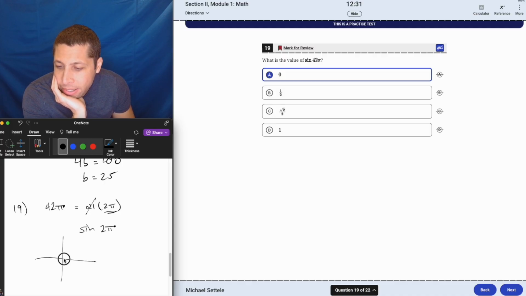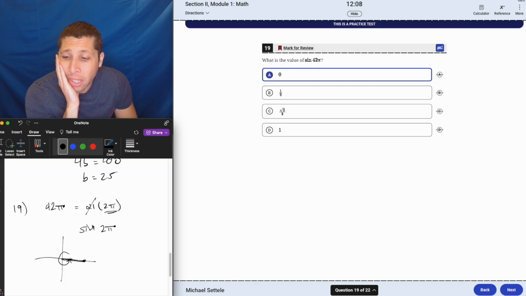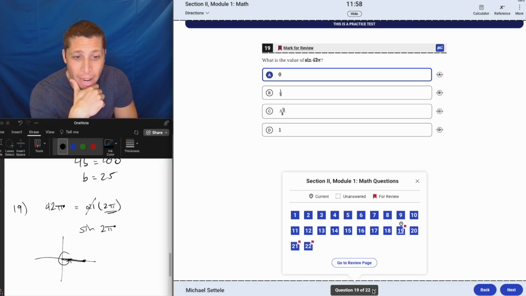I mean, 2 pi is here, so you've got the full 360. Sine is the y coordinate, and so it would be 0. I don't know what they could possibly want me to do here besides just type it in the calculator. So I'll leave it bookmarked just so that I remember to go back to it at some point.